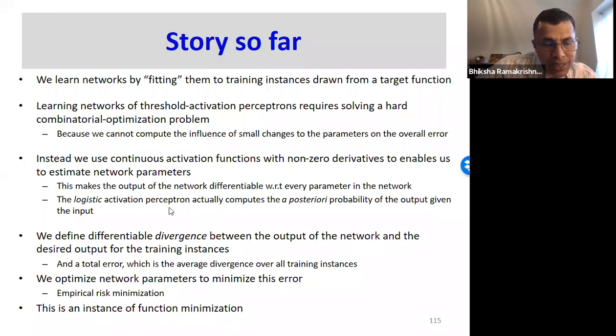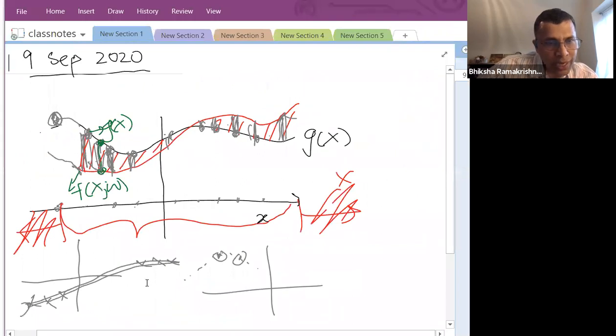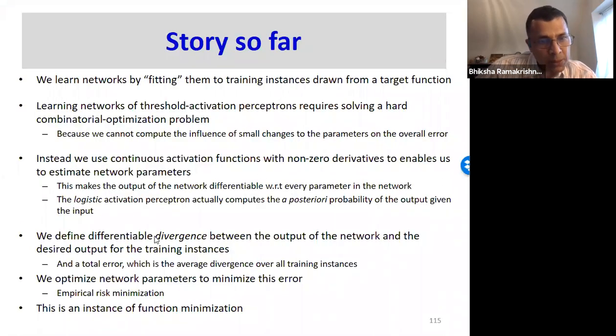Now here is this thing, a differentiable divergence between the output of the network and the desired output of the training instances. You want to be able to determine how much a small change of the parameters changes this length. So the manner in which you compute this length must also be differentiable. The divergence function itself must be differentiable. And then we optimize the network parameters to minimize this average divergence, which is basically our proxy for the real error. And this is an instance of function minimization. I'll stop here. If you have any questions, I can take them.